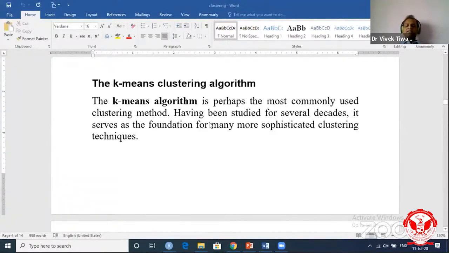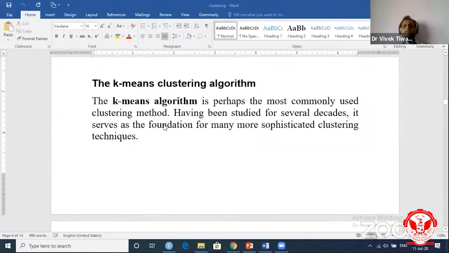Under the class partitioning method, I'm going to discuss the k-means clustering. The k-means clustering is so famous and perhaps the most commonly used by academicians and researchers, and in many applications. People have used k-means clustering, studied it, and worked on it during their M.Tech and their PhD.